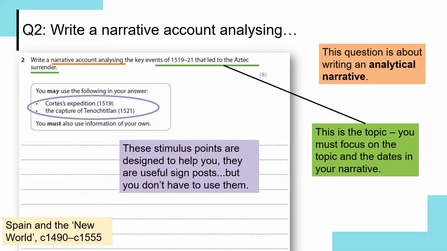You have 2 stimulus points. They serve a different purpose to those on other questions. They will be useful signposts here to you along the date range of the narrative. You don't have to use them, but you must make sure you cover at least 3 aspects of content leading to an outcome.